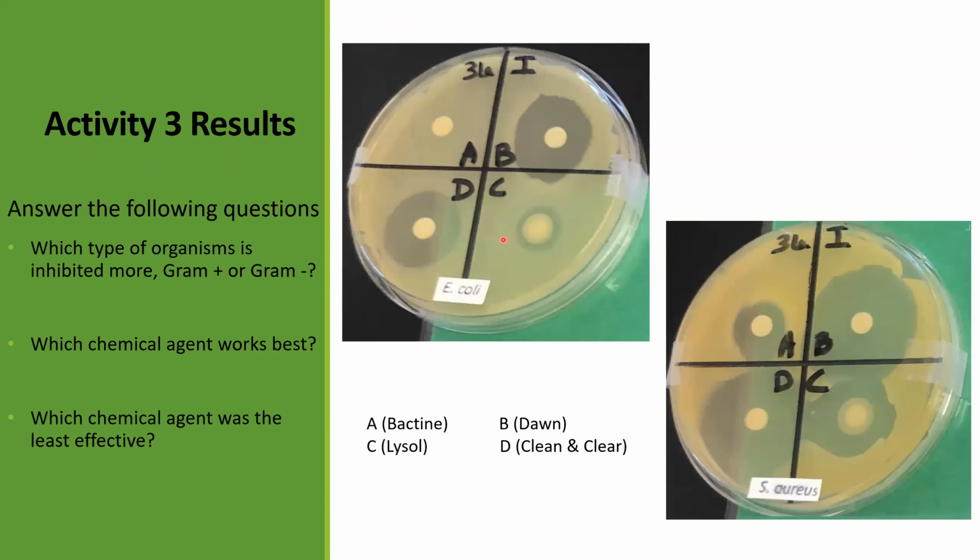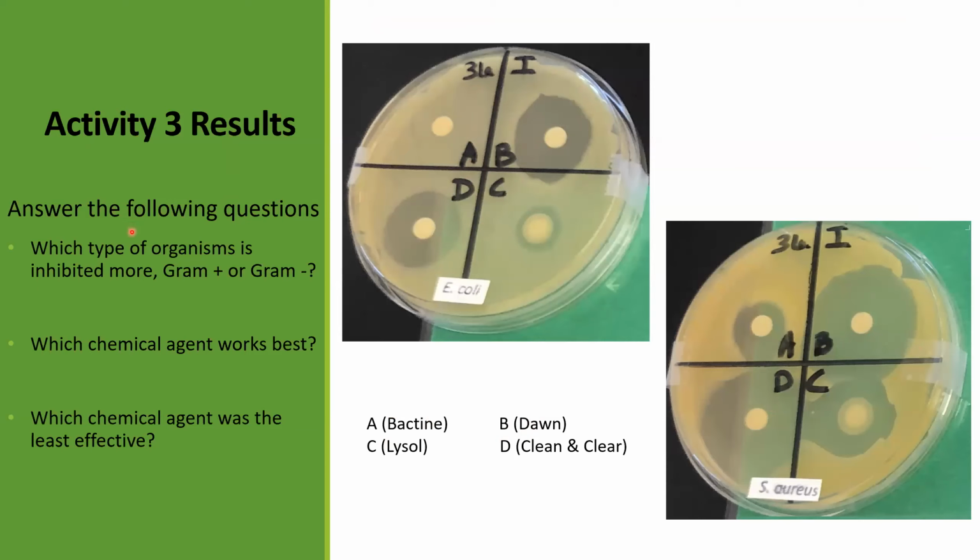So this is our plate that was inoculated with E. coli, and this is a plate that was inoculated with Staphylococcus. And as you can see, in quadrant A, B, C, and D. So here's the legend: A, B, C, and D. It seems that Dawn and Clean and Clear are effective against E. coli. When we look at our gram-positive bacteria, we see that all of them are effective against our gram-positive bacteria.